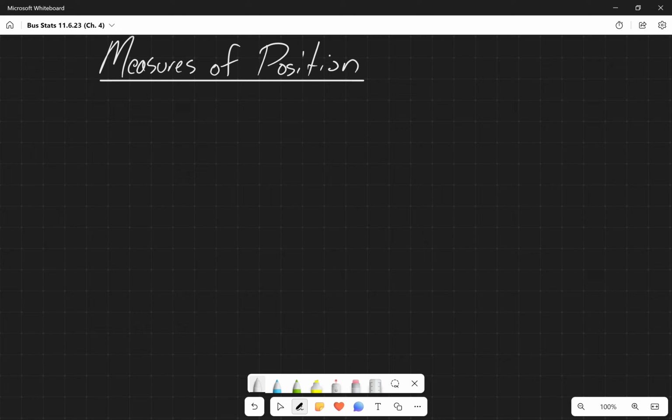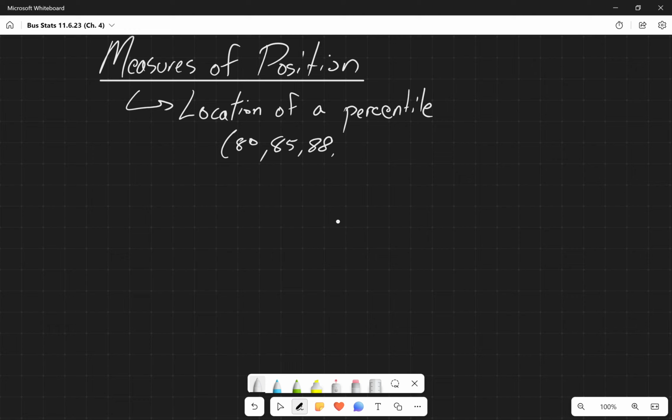So when we're talking about measurements of position, right, we have a formula to figure out the location within the data set of a percentile. So this is a location within the set of data that you are listing, right? So if we're talking about test scores, we would go ahead and order them from lowest to highest. So we'd go 80, 85, 88, 93, 100, or something like that, right?